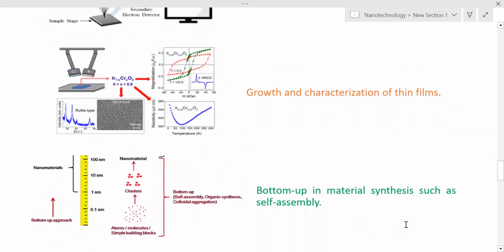And the bottom up approach in material synthesis, such as self assembly. Here in the bottom up approach, we have atoms, molecules, or simple building blocks, with size less than 0.1 nanometer. Then we form clusters, which are materials with size in the range of 1 nanometer to 10 nanometer, and from these we develop nanomaterials. This is called self assembly. In this way we synthesize nanomaterials, and this is something that we do in nanotechnology.